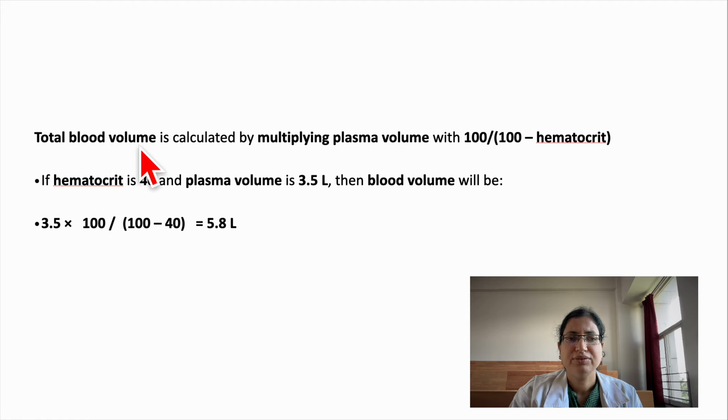The total blood volume is calculated by multiplying plasma volume with 100 by 100 minus hematocrit. This is the formula for the calculation of total blood volume. So for example, if hematocrit is 40 and plasma volume is 3.5 liter, then blood volume will be 5.8 liter. So we are multiplying 3.5 into this formula, 100 by 100 minus 40. So we have to subtract 40 from the 100.